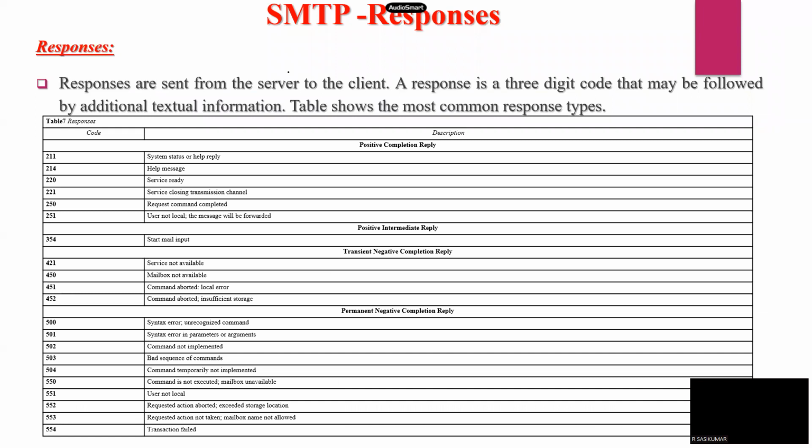And the responses again have a table. The responses are sent from the server to the client. Based on the command given by the client, the server will give the reply, called a response. A response is a three-digit code that may be followed by additional textual information. The bottom table shows the most common response types. For example, 211 is a system status or help reply. 214 is a help message. 220 means the service is ready. 221 is service closing transmission channel. 250 is request command completed. 251 is user not local.